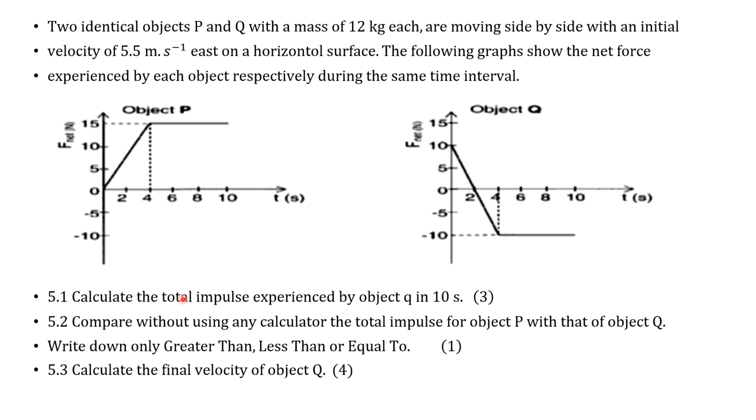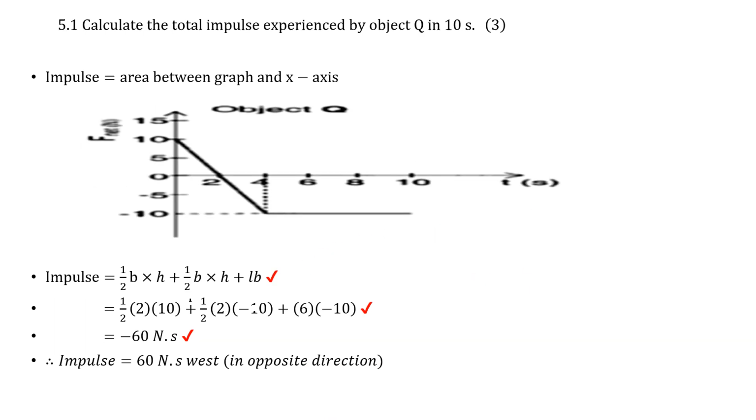So they say calculate the total impulse experienced by object Q in 10 seconds. So I'm going to use this. Compare, without using any calculator, the total impulse for object P compared to object Q. Write only greater than, less than, or equal to, and then calculate the final velocity of object Q. Alright, so let's look at the answers.